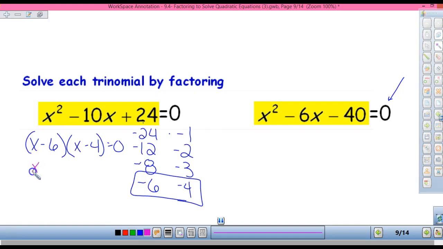Okay, so now we can set them equal to 0. x minus 6 equals 0. x minus 4 equals 0. x equals 6, and x equals 4.